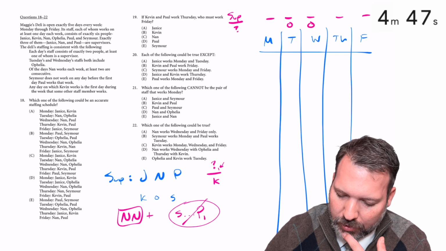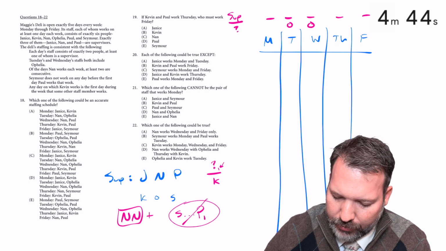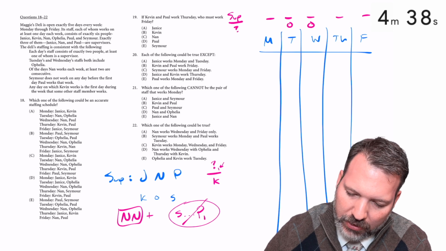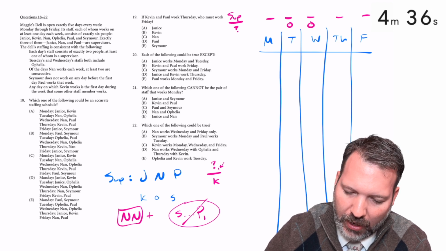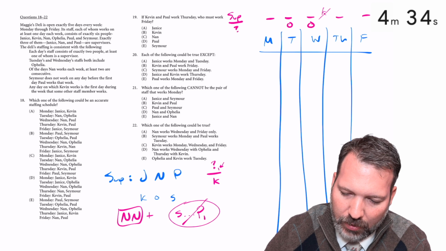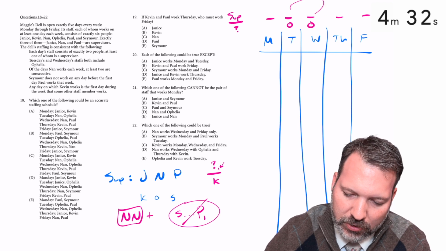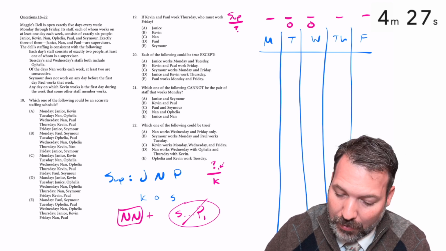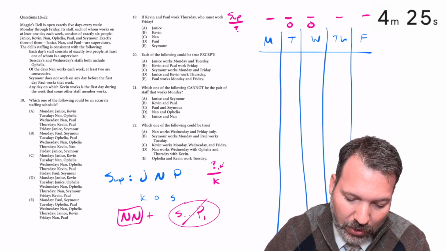Unfortunately, I don't have any traditional block clues to use for deductions. I guess we could say for sure K doesn't work on Wednesday, but we know that already because it has to be a supervisor with Ophelia those days. Oh gosh, so I'm not really seeing any deductions. I'm just going to jump into the questions.